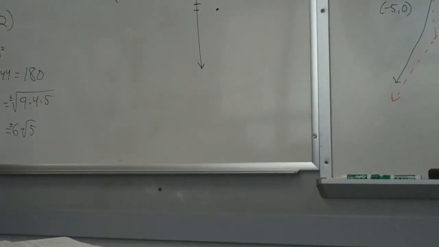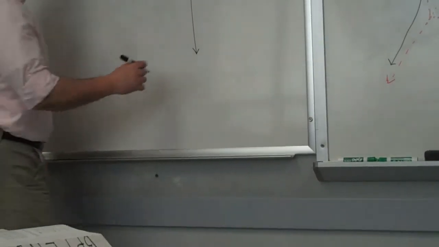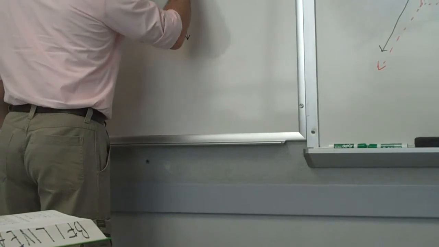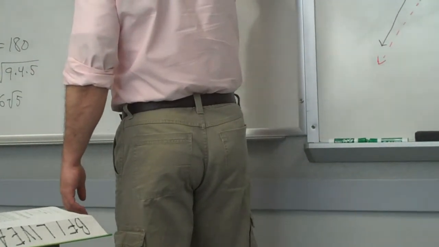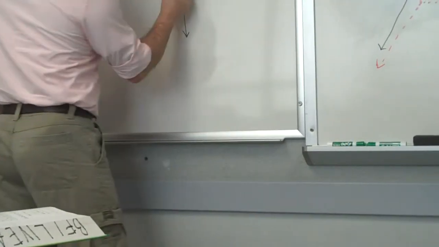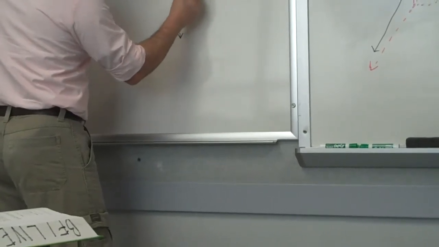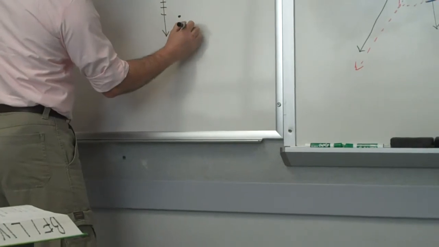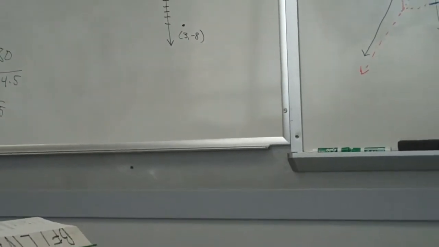So how far am I going up and down? 6, not 36. Okay, so I go up 1, 2, and so on. This will take me to the point, and double check that I've done this correctly, 3 comma 4. Yeah. Good. And this will take me to the point 3, negative 8. Yep. All right. Is everyone double checking us? Yeah. All right.